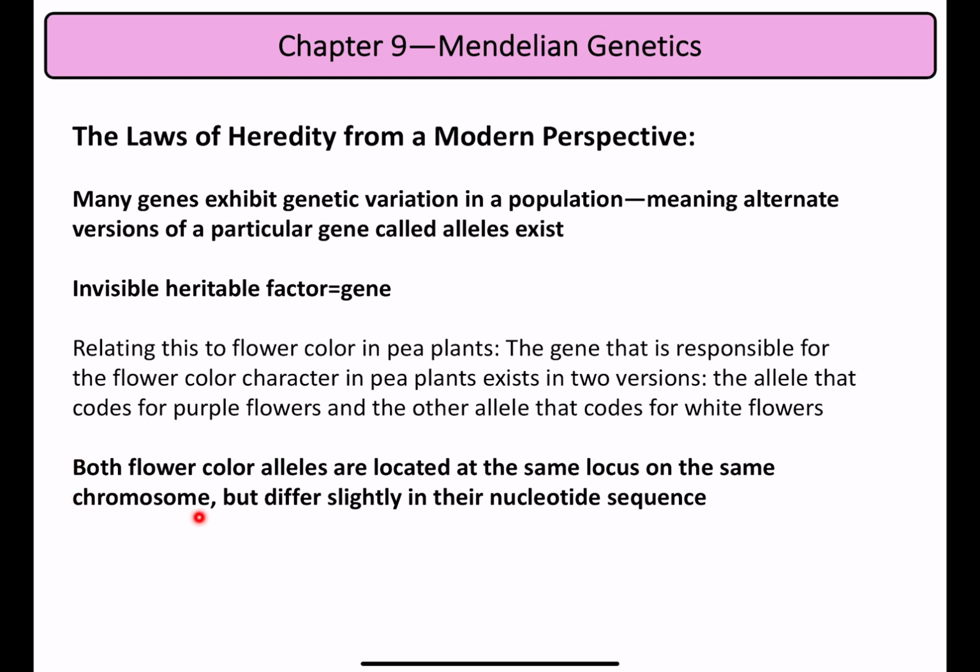So, relating to this flower color example, the gene for flower color is located at a particular spot on one of the pea plant's chromosomes, right? It has a locus. The gene's at a spot. Now, the purple variety and the white flower variety, those two different alleles, they're both located at the same spot on the chromosome. Their sequences are just slightly different from one another due to a mutation that happened at one point in time. But they're at the same spot, and they're intended to code for the same character, which is flower color.